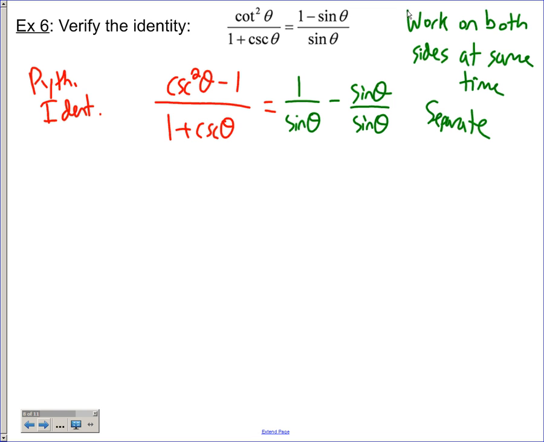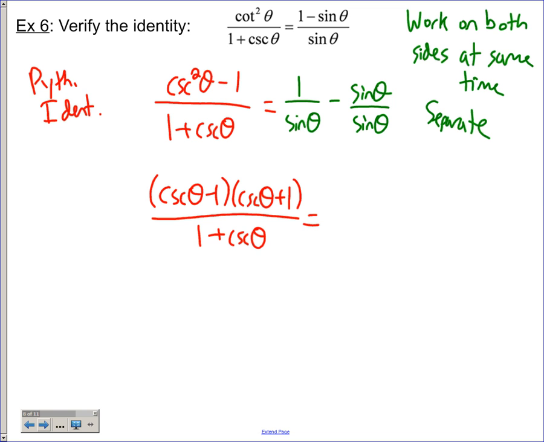My left-hand side, I'm going to factor out the top because it's a difference of squares. So I get cosecant theta minus 1 and cosecant theta plus 1 all over 1 plus cosecant theta. And on the right-hand side, 1 over sine of theta gives me cosecant theta. And sine theta over sine theta is 1, so it's a negative 1. It's as easy as canceling out our cosecant theta plus 1 terms. And now we verified that cosecant theta minus 1 equals cosecant theta minus 1.